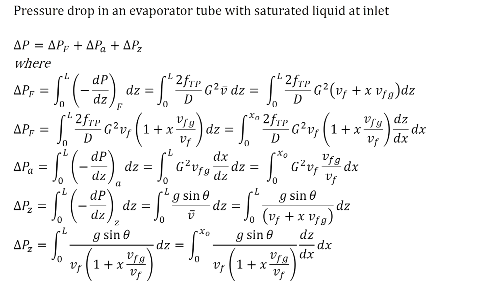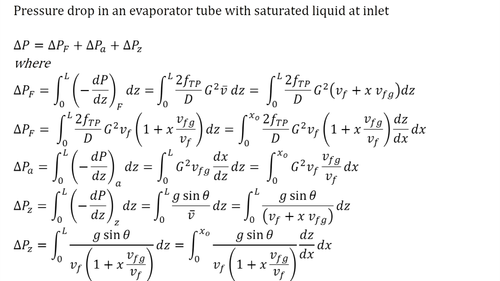We will see later why, instead of Vfg, we have written Vf into Vfg by Vf. Then the pressure drop due to gravity is the integral of the pressure gradient due to gravity, and it is equal to the integral from 0 to L of g sin theta upon V bar dz, and then we substitute for V bar: Vf plus x Vfg, and we take Vf common.